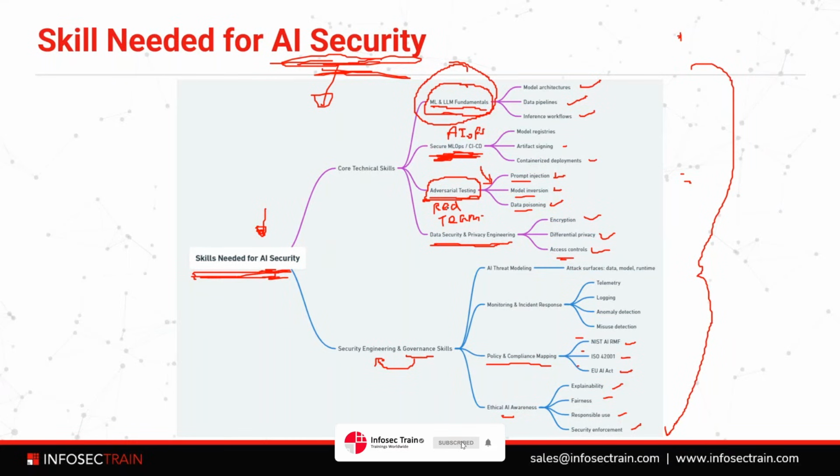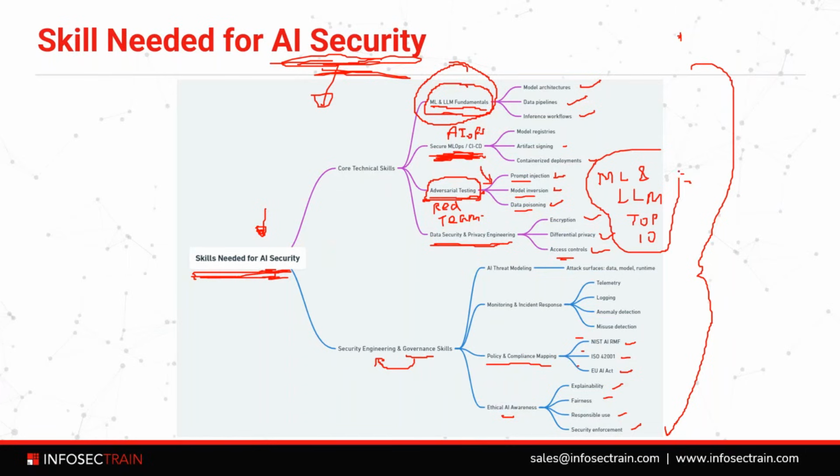So if you know how to secure your CI/CD pipeline, this part is there in your AI security. If you know how to do the red teaming, these attacks, then for this what you need to learn is the machine learning and LLM top 10. It seems a lot, right? Frankly speaking, it seems a lot, but I will show one thing to you.